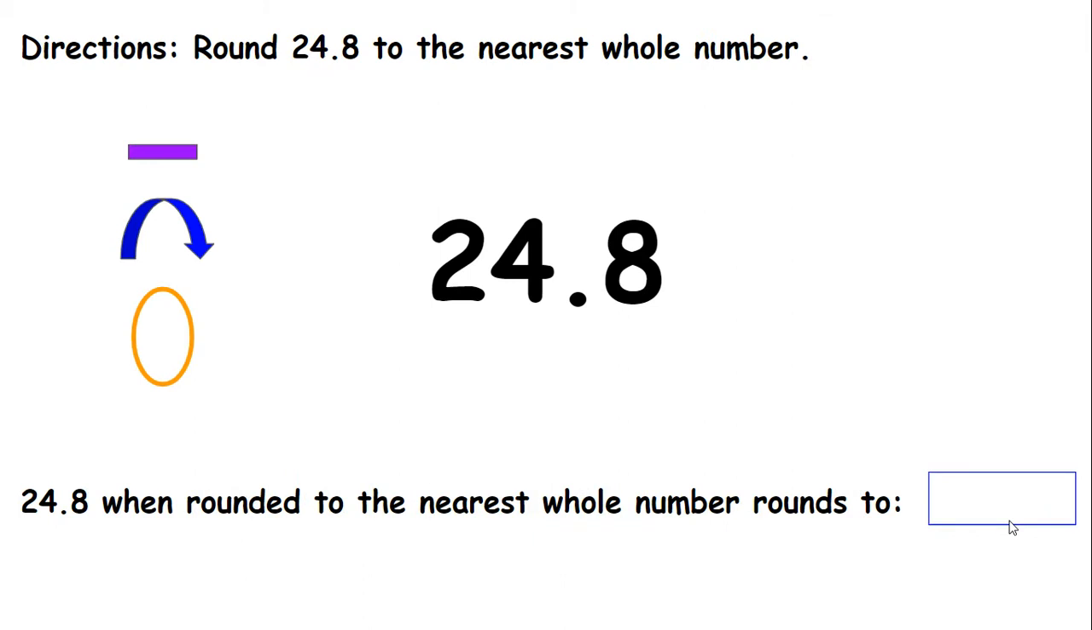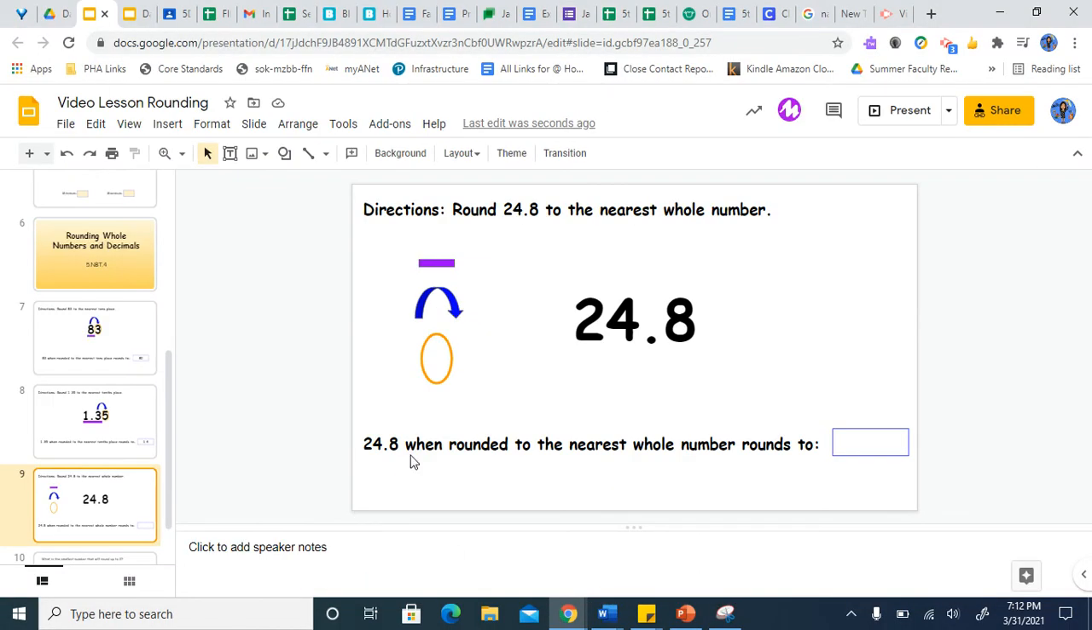We have 24 and 8 tenths rounded to the nearest whole number. When we're rounding to the nearest whole number, that's the same as rounding to the ones place. So we're first going to underline the ones place. We can see that there's a 4 in the ones place.